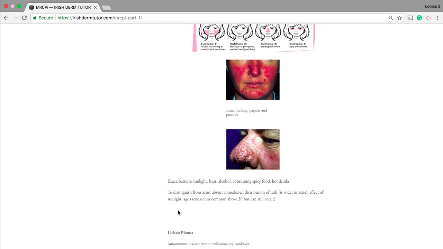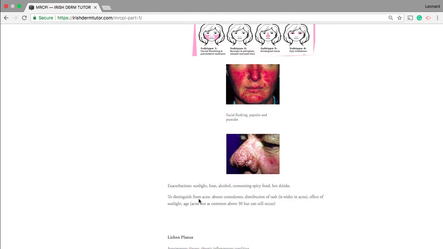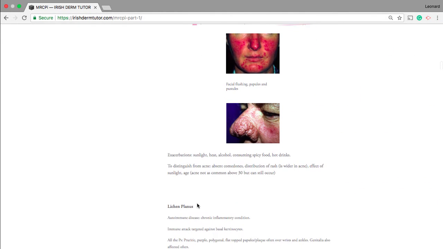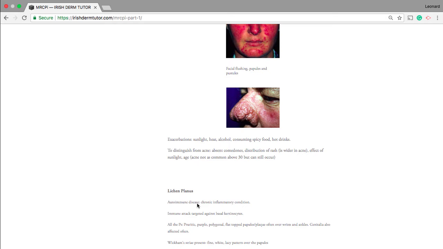Lots of things can exacerbate rosacea. It can get worse by UV sunlight, it can get worse by heat, alcohol, taking spicy foods, and drinking hot drinks. And to distinguish it from acne, we note there are absent comedones. The distribution of the rash is in the areas I mentioned, whereas it tends to be wider in acne. Sunlight makes rosacea worse, and age. So acne doesn't tend to be as common above the age of 30, but you got to note that it can still occur.